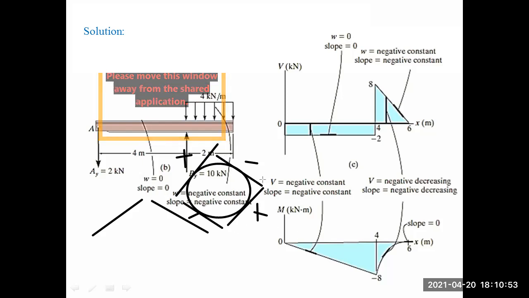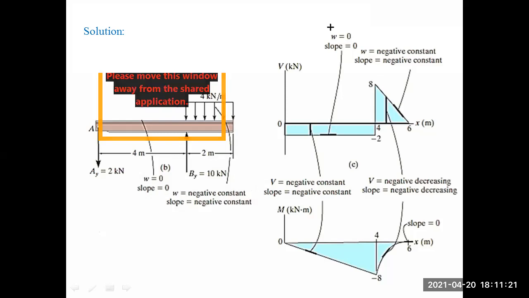If it is negative, then whether it's increasing or decreasing matters. Negative and increasing, then this part of the circle would represent the shape, and if it is decreasing, this part would represent the shape of either the bending moment or shear force diagram, depending on what you are drawing. So that would be the end of the graphical method.